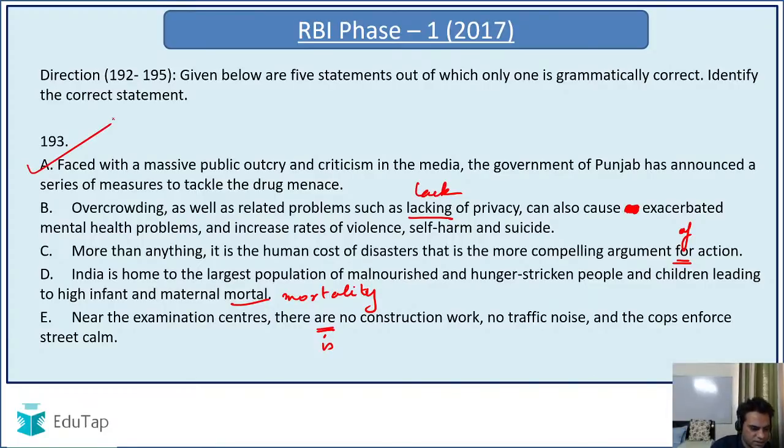No. It should not be "most compelling," Smriti, because here it is given "more than anything." That means it is comparison. So for comparison, we do not use most. It is the human cost of disasters that is the more compelling argument of action. So the correct option here is option number A, guys. Most नहीं होगा, more बिल्कुल ठीक है पुष्पांजलि वहां पे. Reason being "more than anything," that is comparison. So for comparison, we do not use most, we use more.